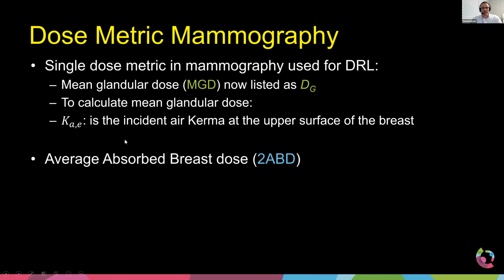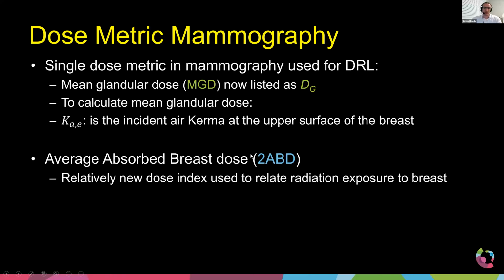In the last couple of years, there has been a new dose metric proposed in mammography. It's called the average absorbed breast dose, or 2ABD. And we'll talk about why this is now being offered. There are no dose reference levels out there right now for 2ABD. So everything that you are doing in Thailand for your DRLs, we're still talking mean glandular dose. But we're going to talk about 2ABD because it is probably at some point going to replace mean glandular dose. It's just a different way to do the same thing.